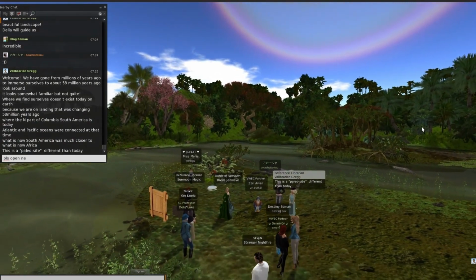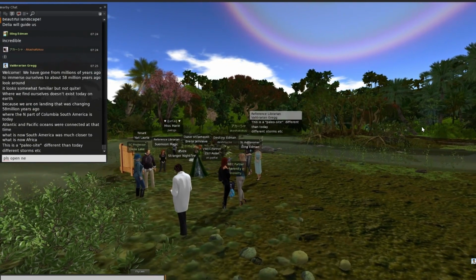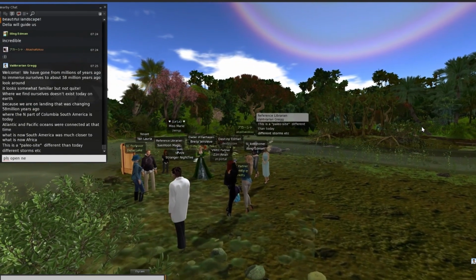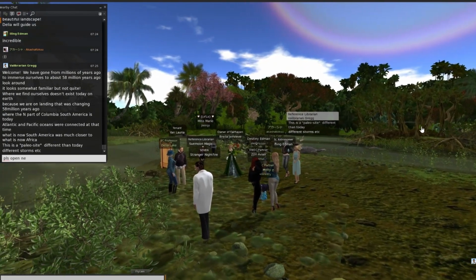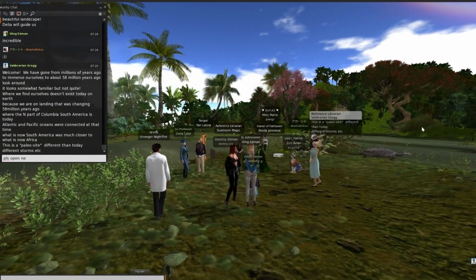So if people are interested, I can pass you the settings for the sky here. Just put a note in, just IM, and I can pass it along.